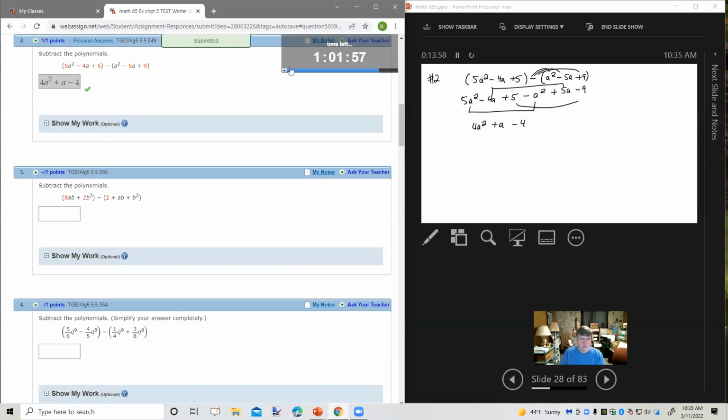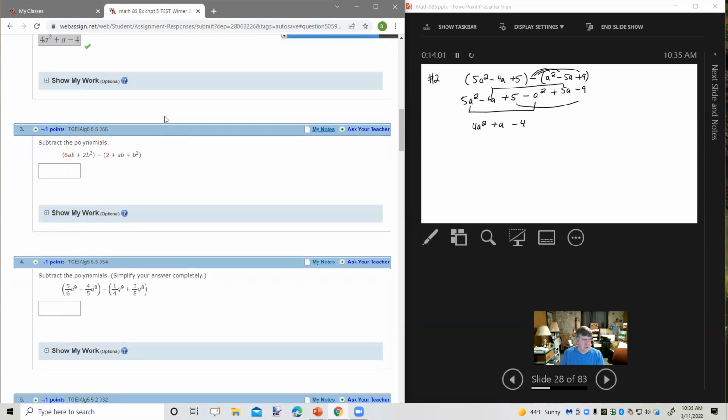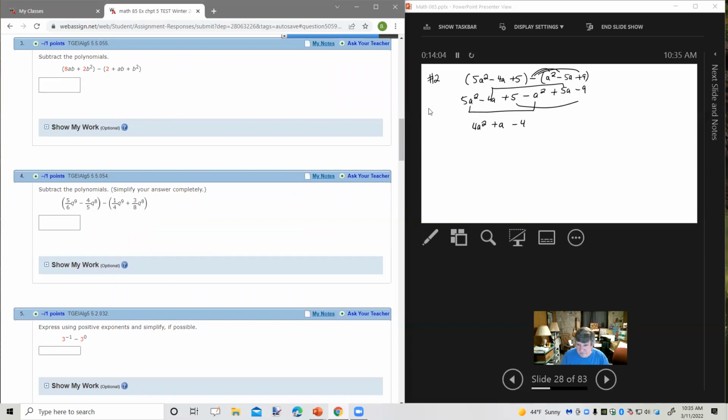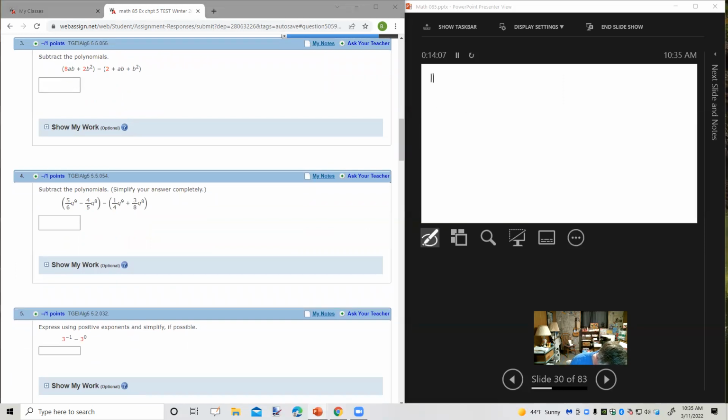All righty. Moving on to problem number 3. Subtract the polynomials. So we have 8ab plus 2b squared minus the quantity 2 plus ab plus b squared. So once again, nothing in front of the first set of parentheses. We can just get rid of the set of parentheses. Distributing a subtraction, we get minus 2 minus ab and minus b squared.